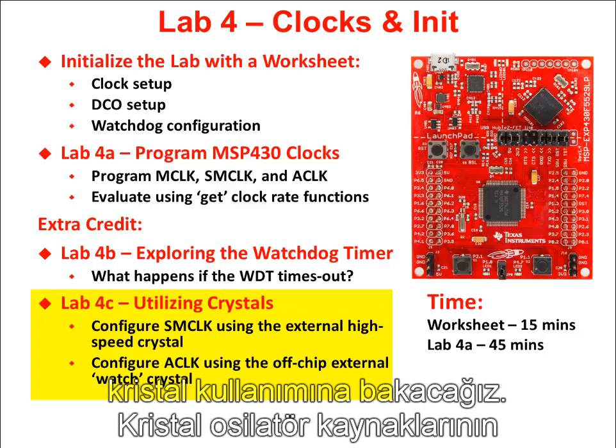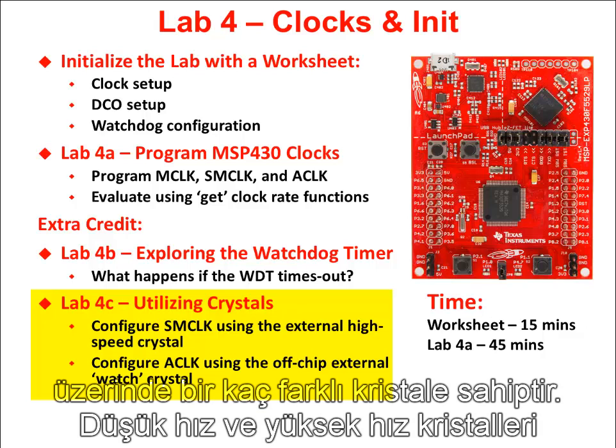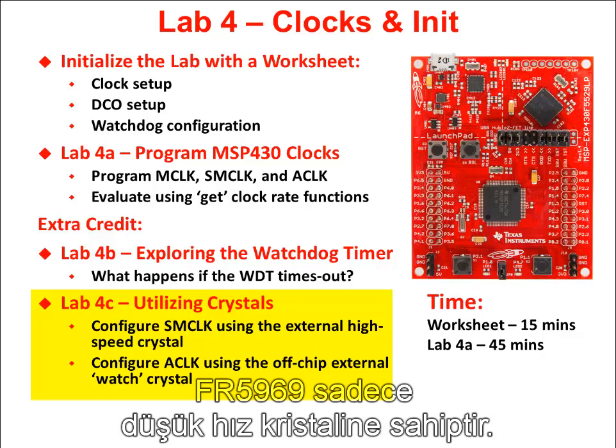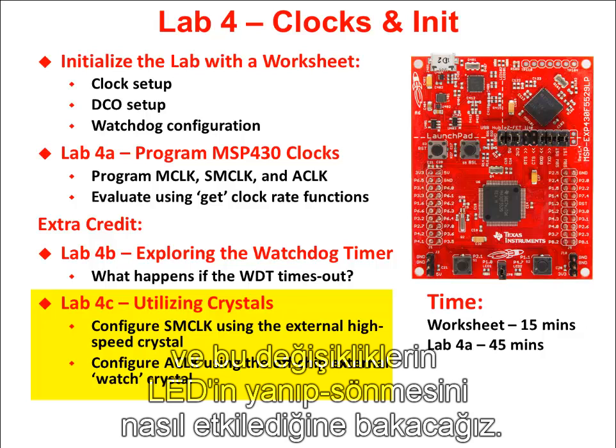What we're really talking about is utilizing crystal oscillator sources. The 5529 board has a couple of different crystals on it, a low speed and a high speed crystal. The FR5969 just has the low speed crystal on it. So we're going to configure those and once again examine the clock rates that we get and explore how that affects our blinking LED.